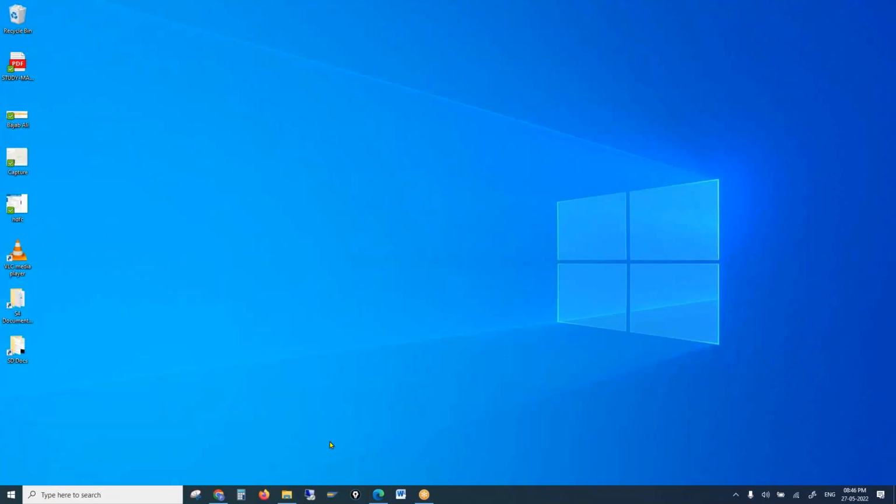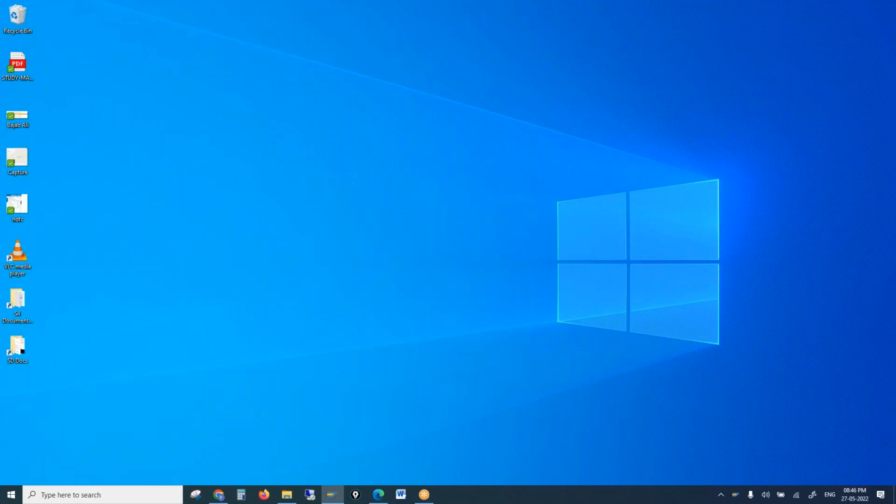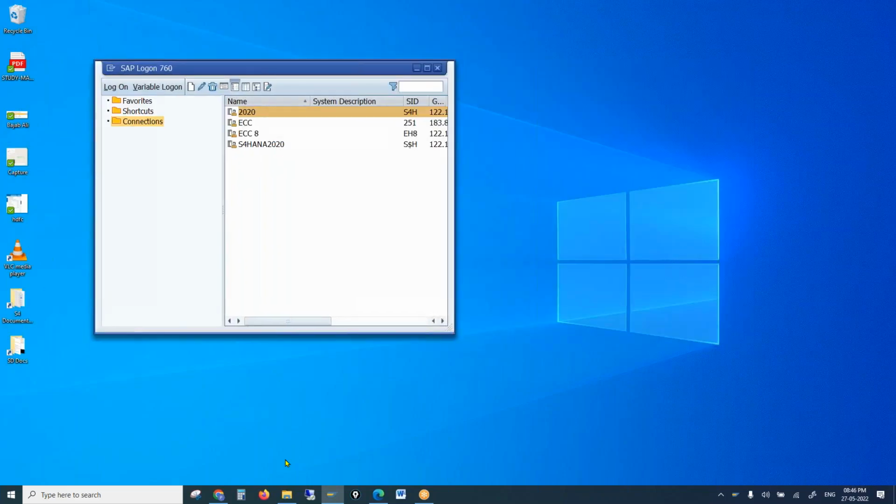So on your desktop, you should see this icon. That means once your interview is done, your offer is done, and they will be sending you a laptop, right? So if your company uses your laptop for work, then on the desktop you should see this icon.